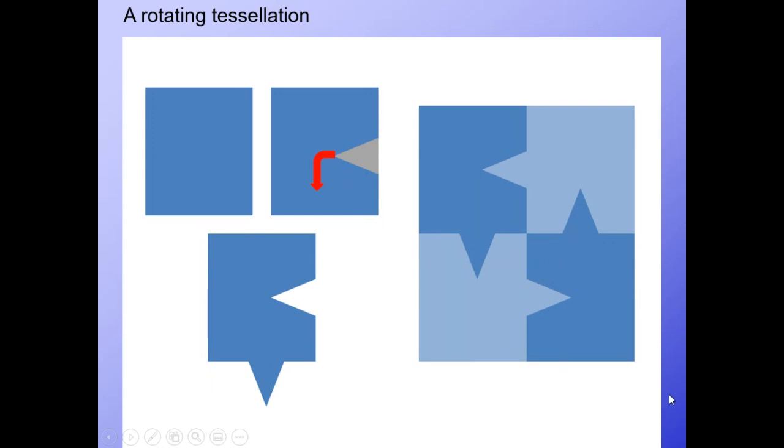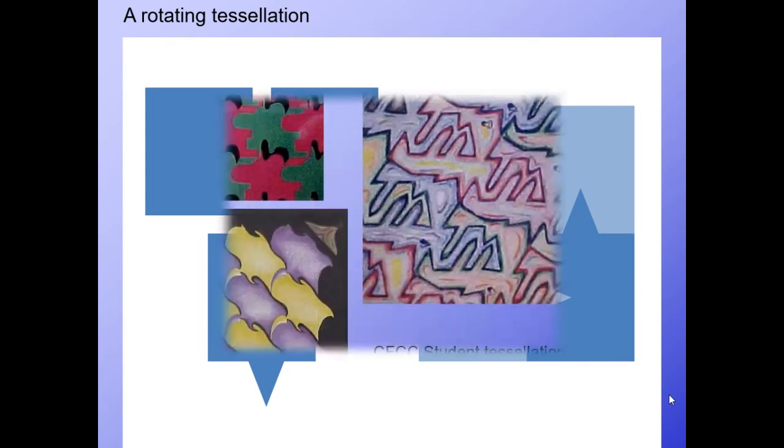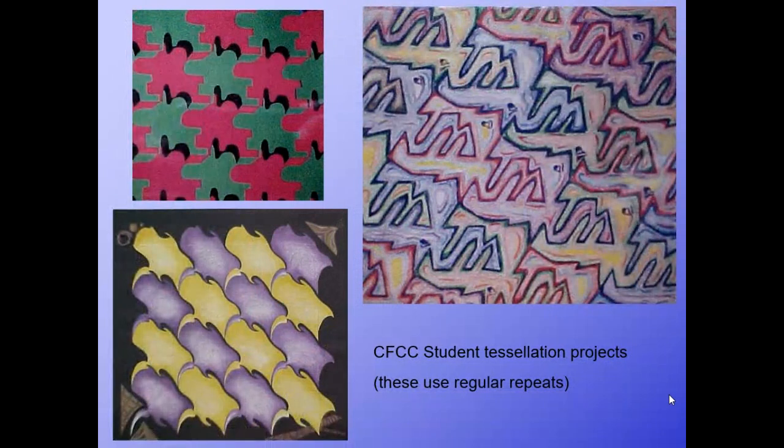So the more that you play with these images, the more you could possibly come up with something as complex as what Escher was able to do. Here are some examples by Cape Fear students that are pretty sophisticated, but are made from essentially simple square and rectangle formats.